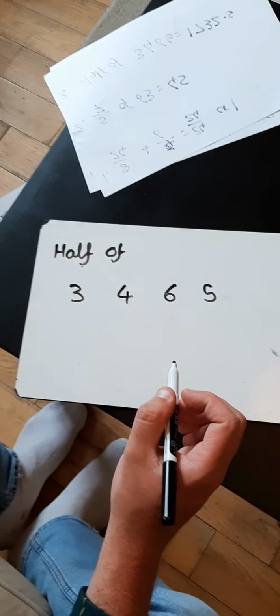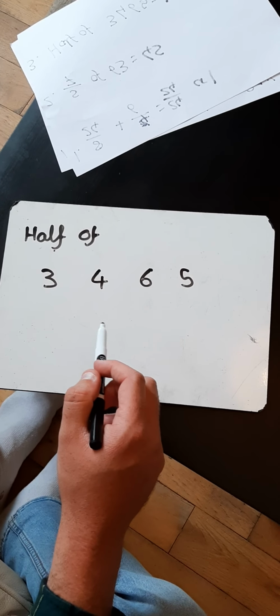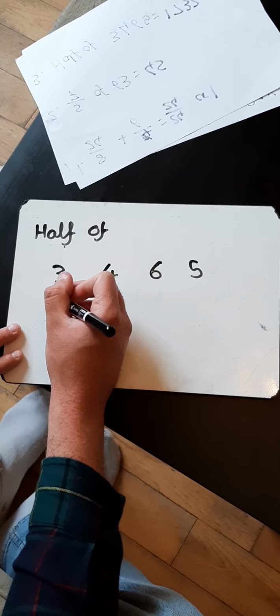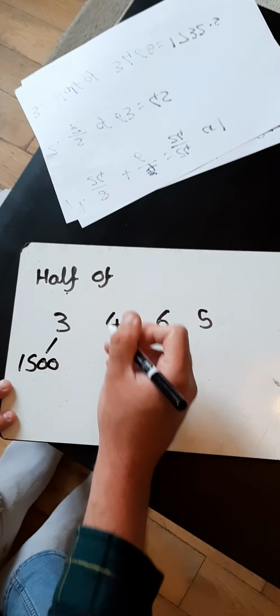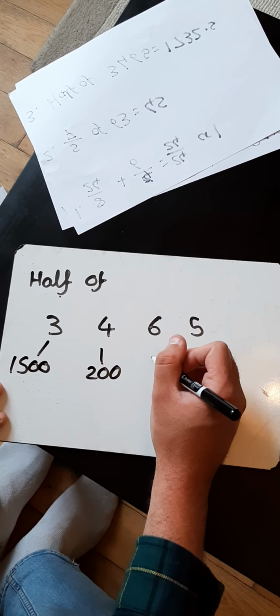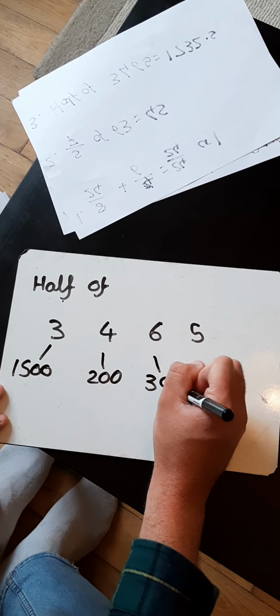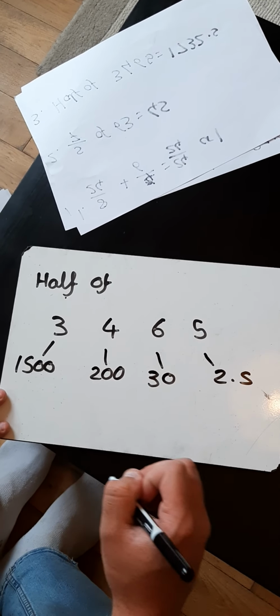Okay, so half of 3,465. So we'll start off by halving 3,000, which is 1,500. Half of 400 equals 200. Half of 60 equals 30. Half of 5 equals 2.5. Now we need to add those together.